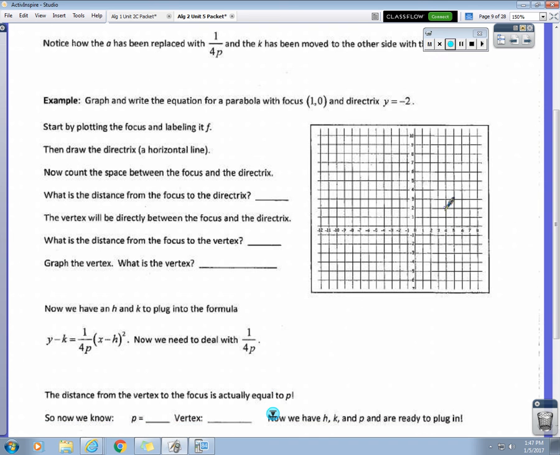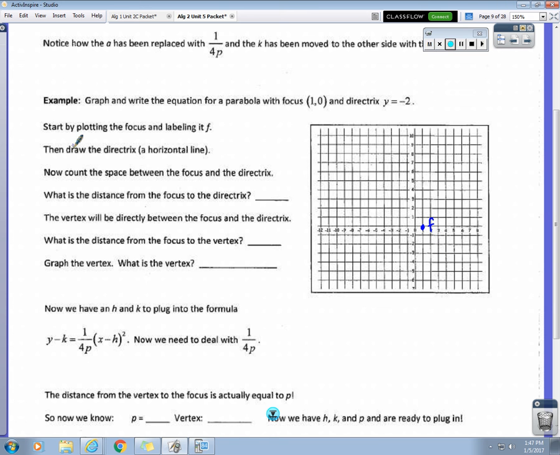Okay, so let's do an example. Graph and write the equation for a parabola with a focus of (1, 0) and a directrix y equals negative 2. Start by plotting the focus and labeling it F. Okay, what's the focus that they gave me? (1, 0). So I'm going to go to (1, 0), which is the right one. That's the focus, so I'm going to label it F. And the reason I need to label it is so that I don't get it confused later with the vertex.